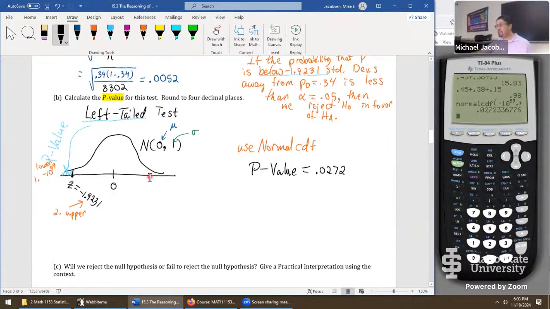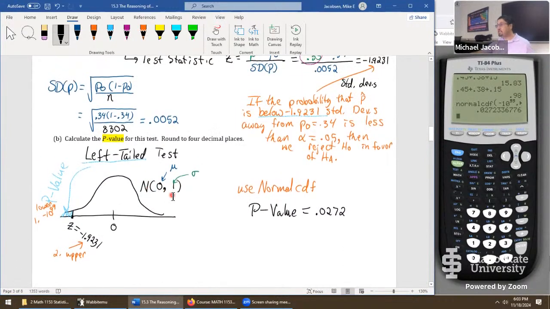Well, we got it, folks. That's the p-value of the test. We now have to decide what we're going to do with the hypotheses, whether we're going to reject them or fail to reject them. But any questions at all getting to this critical step here?